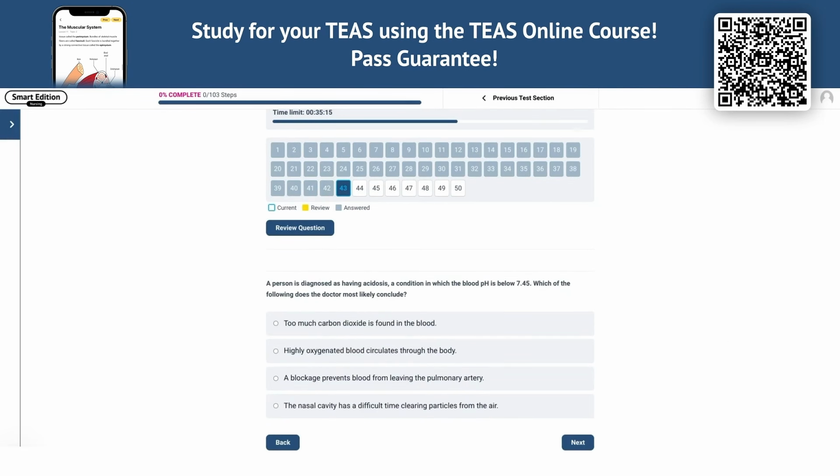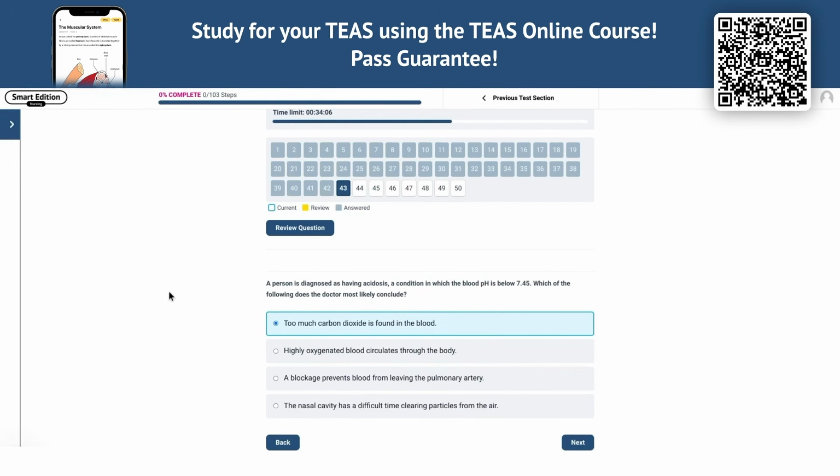A person is diagnosed as having acidosis, a condition in which the blood pH is below 7.45. Which of the following does the doctor most likely conclude? There is too much carbon dioxide found in the blood. Highly oxygenated blood circulates through the body. A blockage prevents blood from leaving the pulmonary artery, or the nasal cavity is having a difficult time clearing particles from the air. Okay, and so the correct answer here is A.